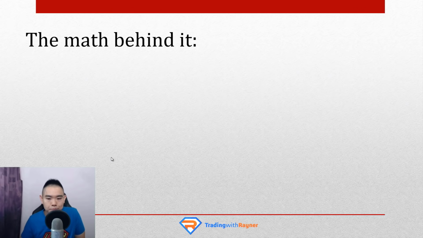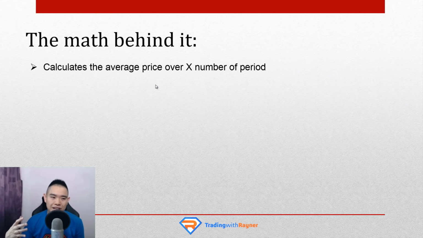Let me explain. It's nothing too complicated. It's going to be pretty simple, I promise you. The idea behind moving average is that it calculates the average price over X number of periods. So let's say you're looking at a daily time frame and you have a 5-period moving average. What this does is calculate the average price over the last 5 days, since it's a 5-period moving average.